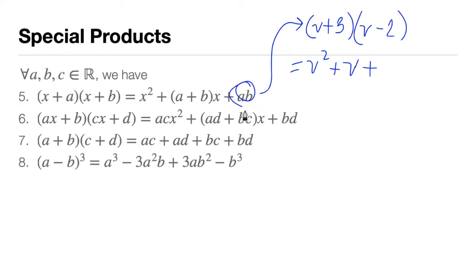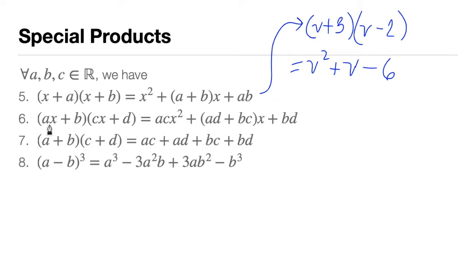Ab is multiplication again. We're going to multiply the first and the second term. So 3 times minus 2 is minus 6. Since it's negative, let me delete this. Okay, and this is our answer for number 5. This is one example for number 5.